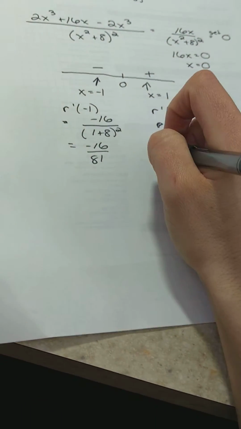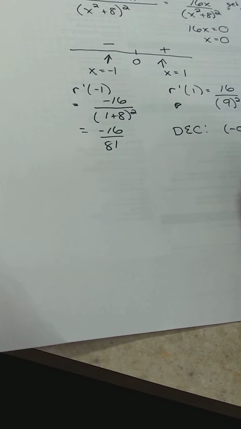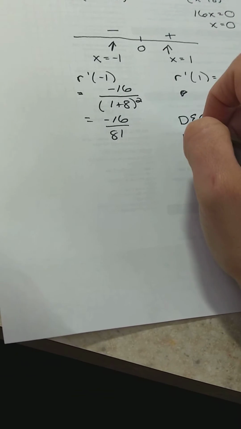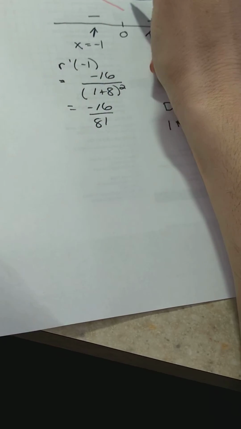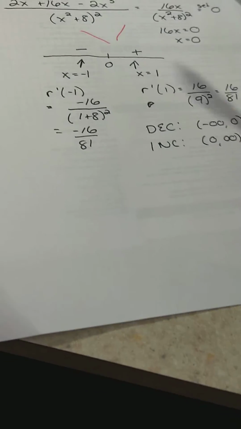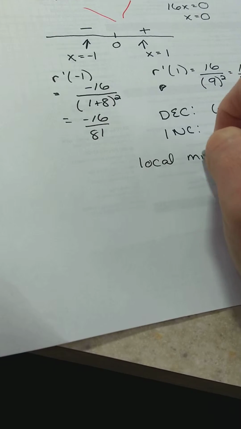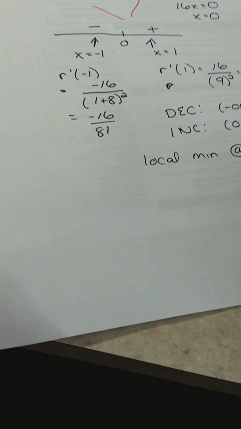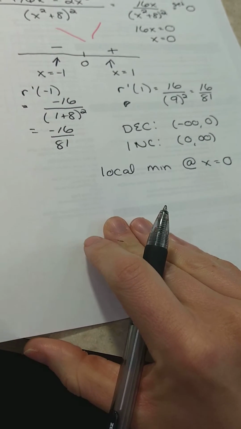Alright, so looking at this, we're going to be decreasing from negative infinity to 0. And then we are going to be increasing from 0 to infinity. So kind of a rough draft, it's going to look kind of like that. Which means, since we are not undefined at 0, we are going to have a local min at x equals 0. So we're looking for a minimum value at x equals 0.